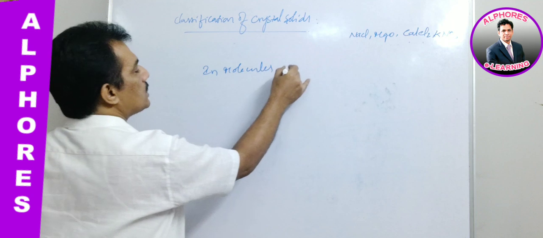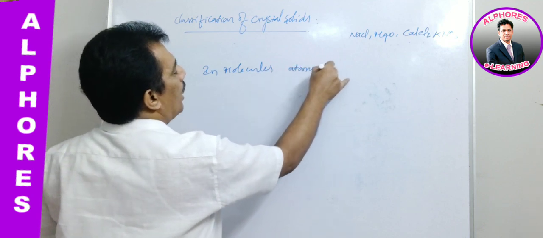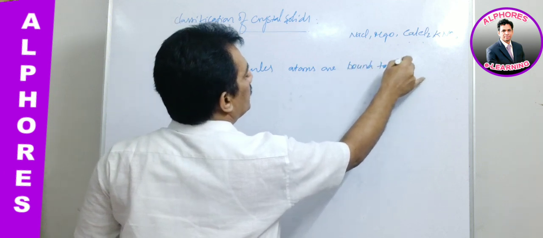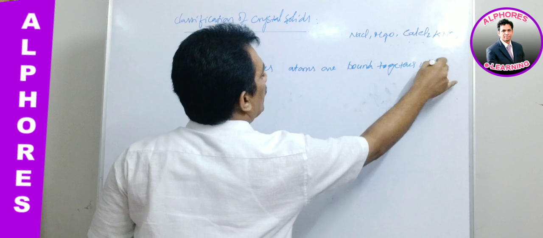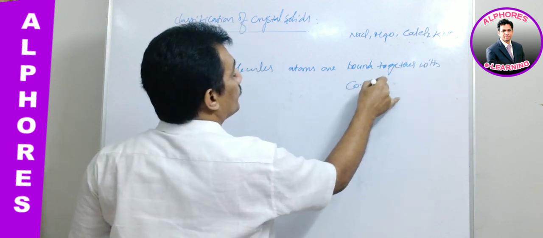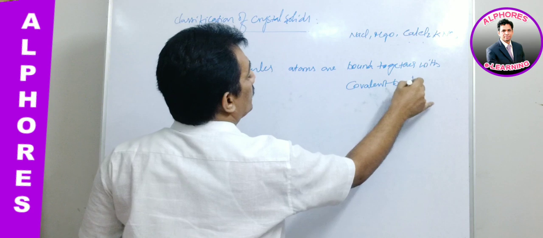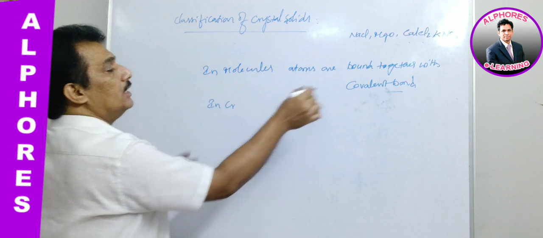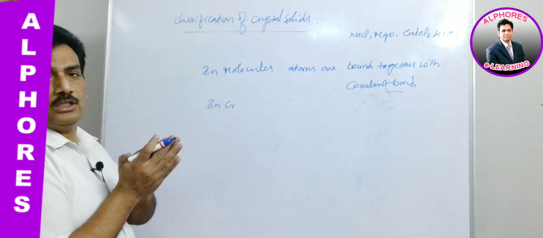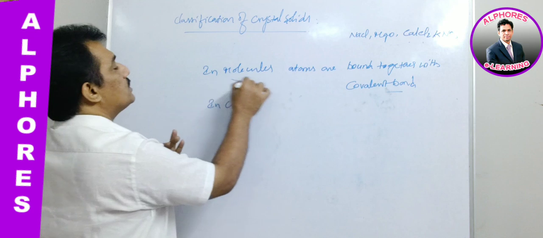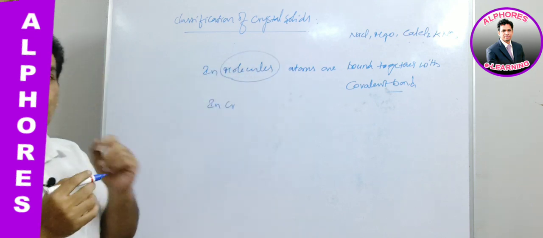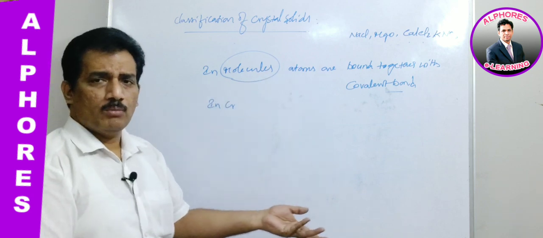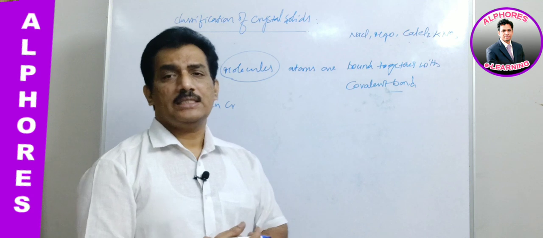In molecules, atoms are bound together with covalent bond. It is covalent bond. But in crystal, that means here when the atoms are bound together with covalent bond, molecules can exist independently. These molecules are having independent existence. Not only molecules, if it is a monoatomic molecule, then the atoms can also exist independently.